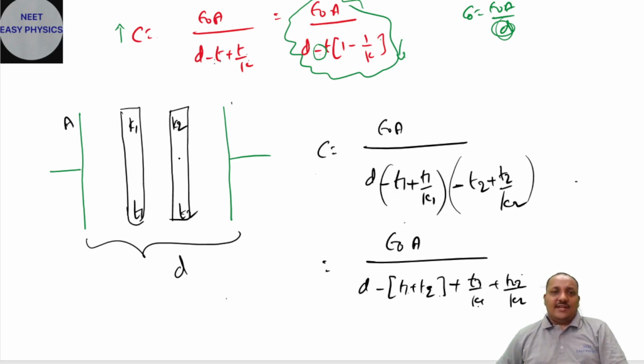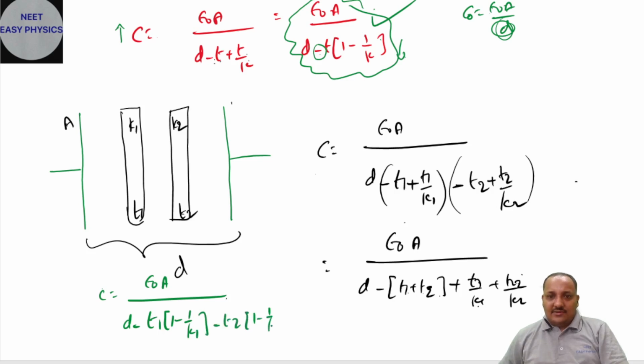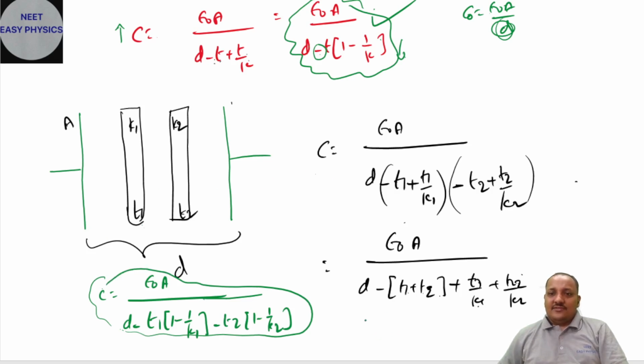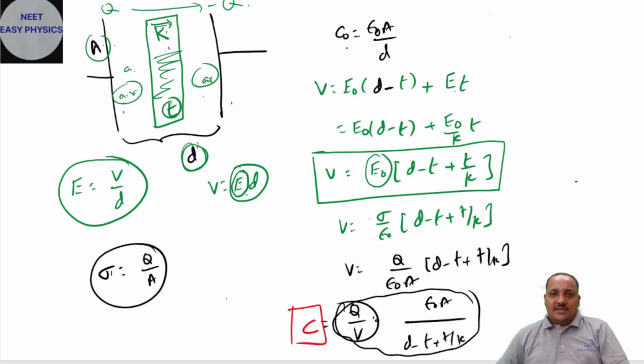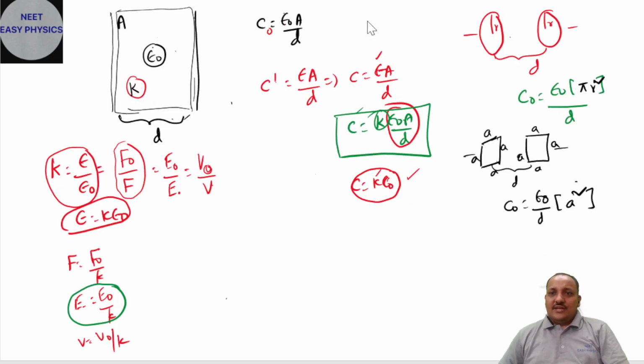If you don't want to write like this, then if you want to follow the other form, you have to write: C is equal to epsilon naught A by D minus T1 into 1 minus 1 by K1 minus T2 into 1 minus 1 by K2. This is the capacitance when two dielectrics are placed like this. If N are placed also, we will write the formula like this. So capacitance increases by placing a dielectric in between two metal plates. Correct? Capacitance always increases.